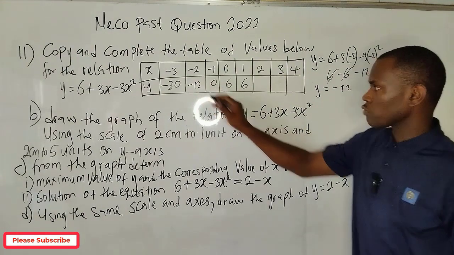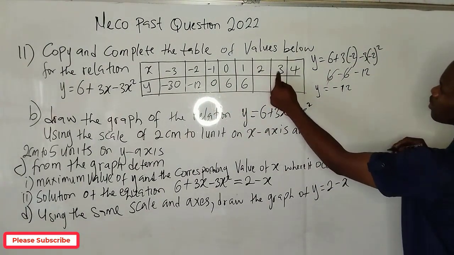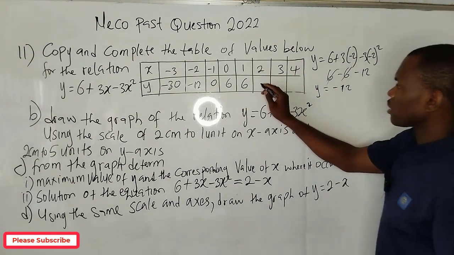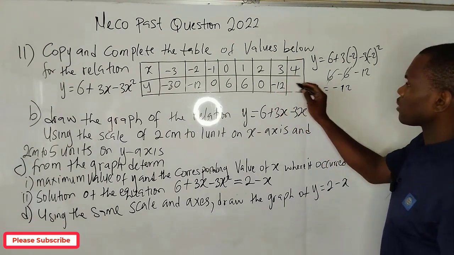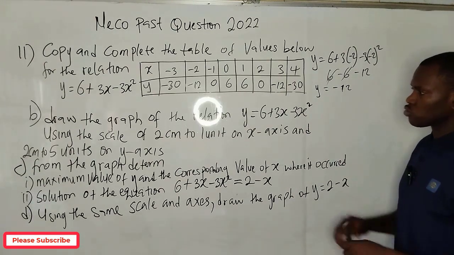Here is minus 12. See exactly what I've done here. Please do it here, here, and here. Put 2 and solve. Put 3 and solve. You will get here as 0. You get here as minus 12. And get here as minus 30. All right, so let's proceed to solve the graph.